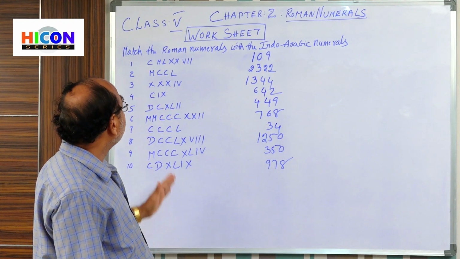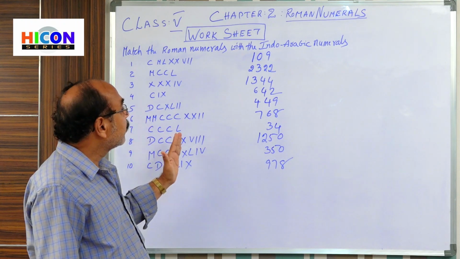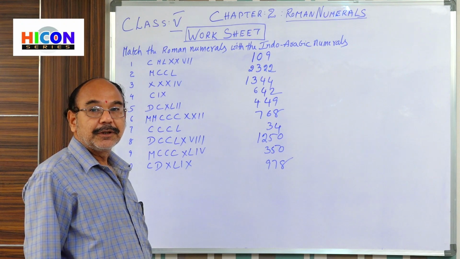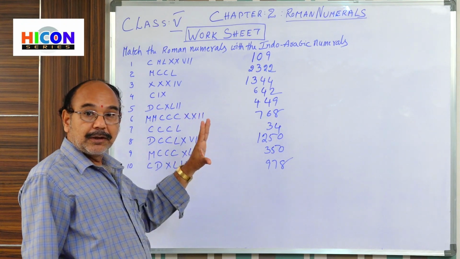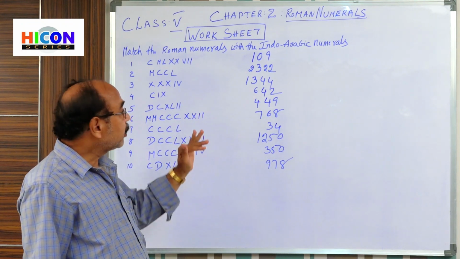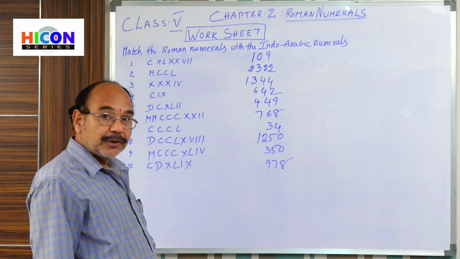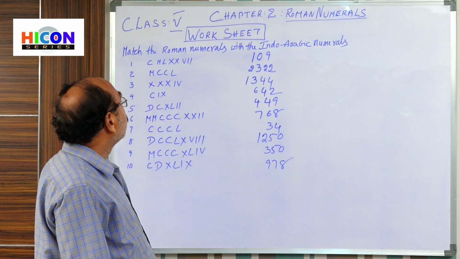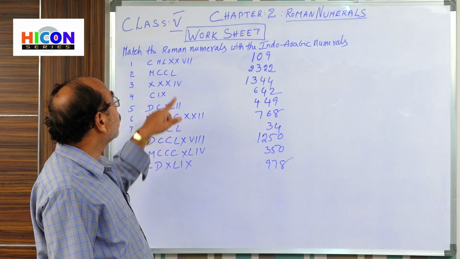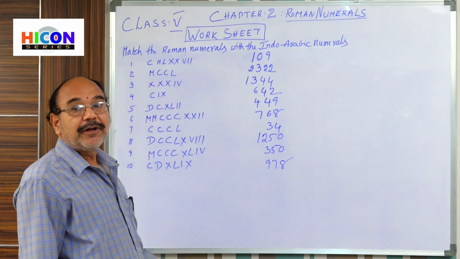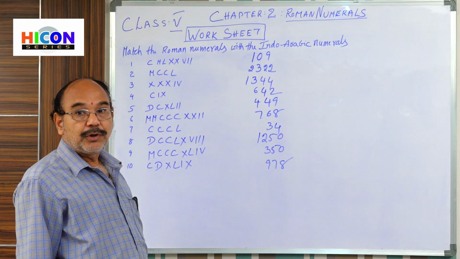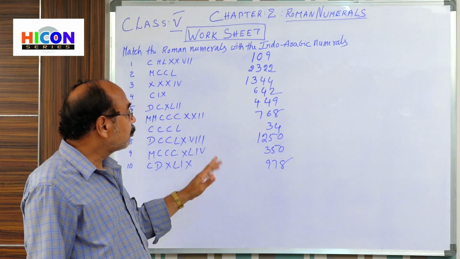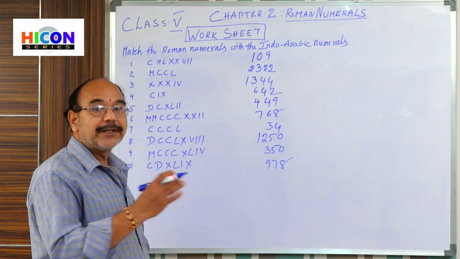In this matching, the left side has Roman numerals and the right side has Indo-Arabic numerals. They are not in the correct order; the numbers are given in a zigzag. So, first of all, you have to understand the Indo-Arabic number of each given Roman numeral. Then we select that related Indo-Arabic number from the right side.